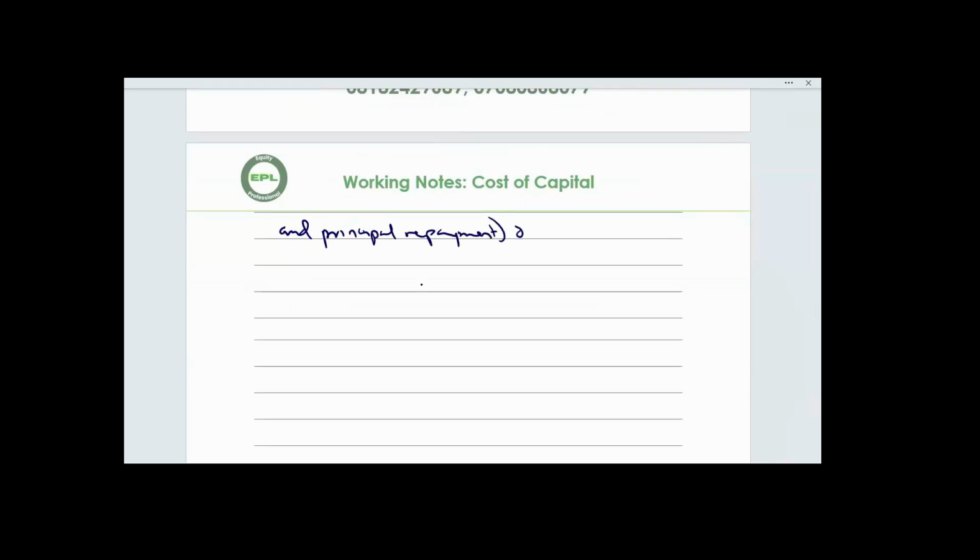Discounted at the yield, or cost of the security. The yield is the internal rate of return.